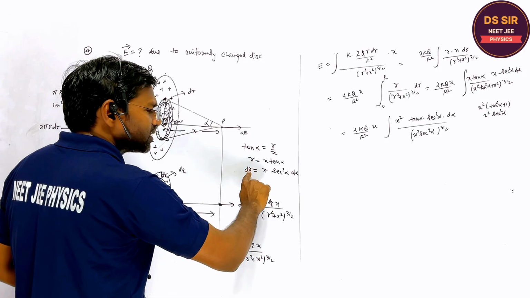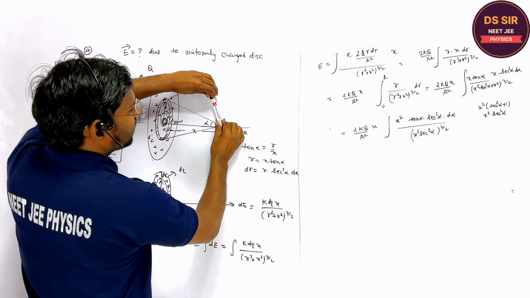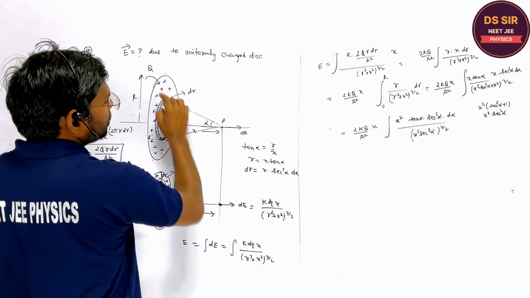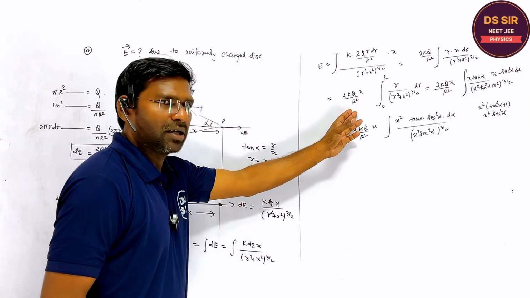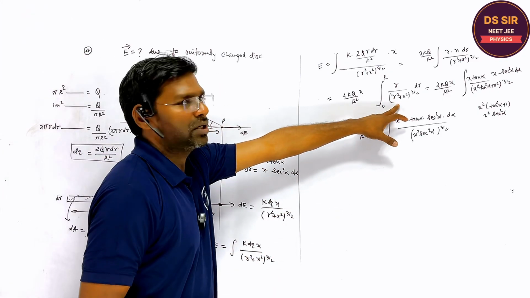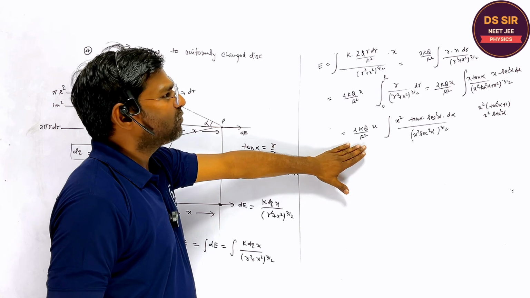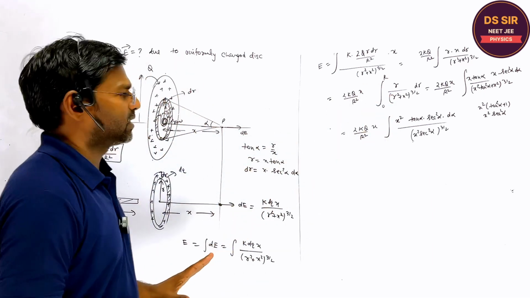Here we are converting the variable r into alpha, because alpha is also a variable. As r is changing, alpha is changing, right. Although there may be another method to simplify this integration, which is taught in class 12, there are many methods, and I am using one: the substitution method, right.